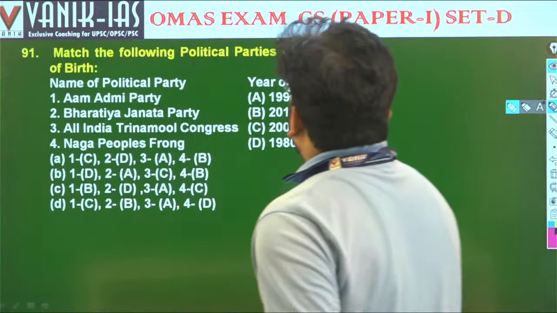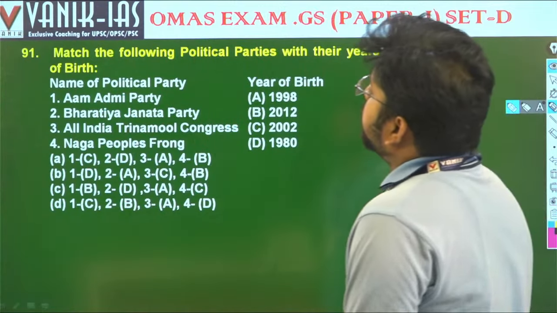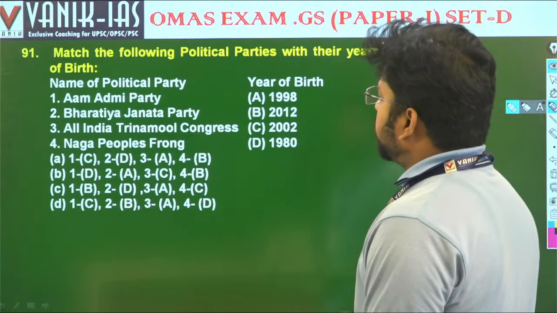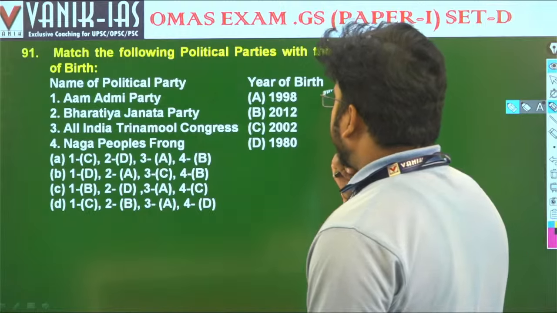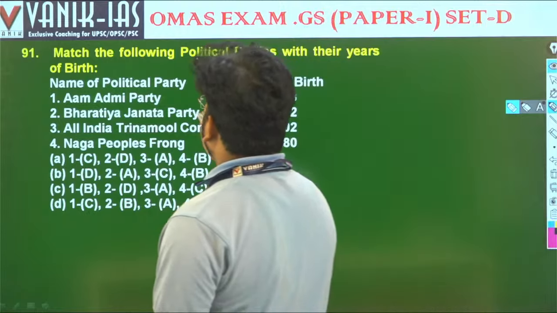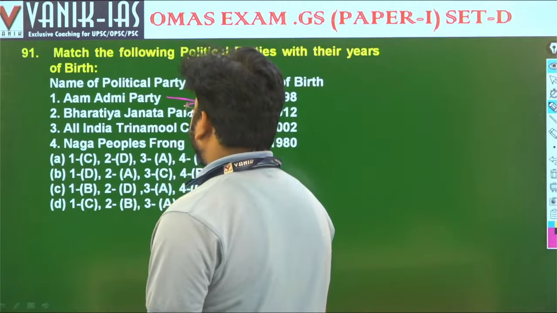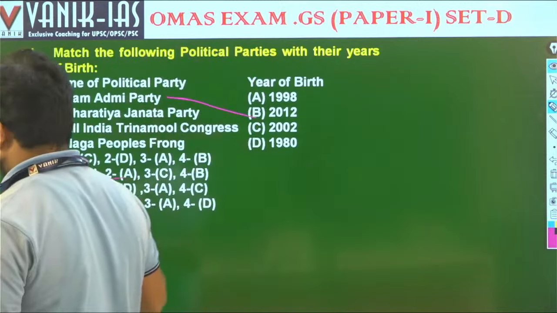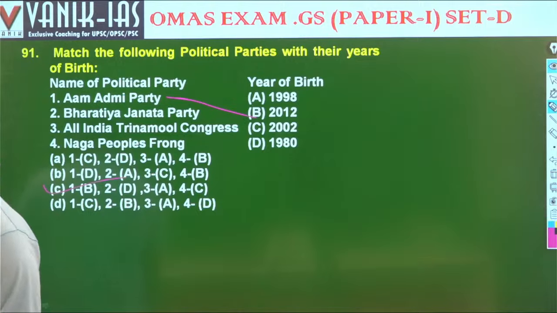Match the following political parties with their years of birth. Aam Aadmi Party is the newest party, right? Obviously, Aam Aadmi Party belongs to 1B. Where 1 has B? Only C. So C is the answer. Even if you don't know anything about this question, you can get it.